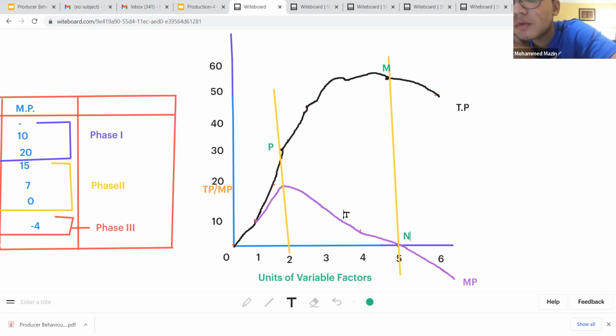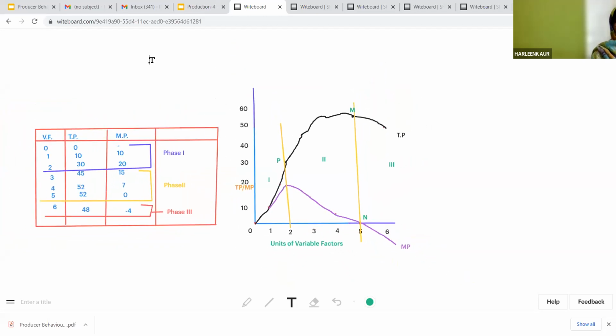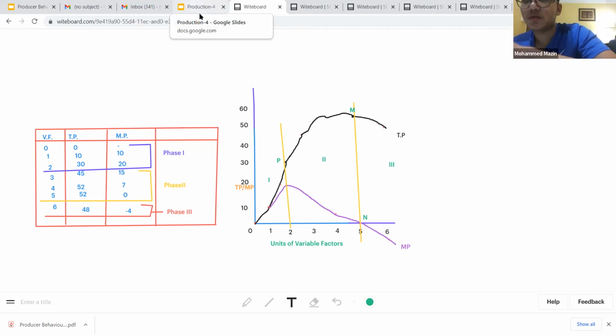Yes. After this point, the TP starts decreasing and MP becomes negative. Now MP becomes negative. Yes? Is it clear to you? Yes. So this is our phase one. This is our phase two. This is our phase three. Okay. Is there any doubt? No, ma'am. Okay.